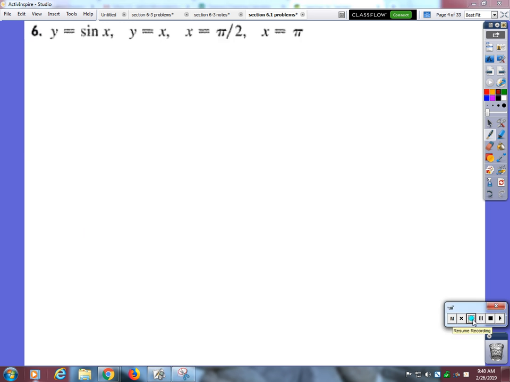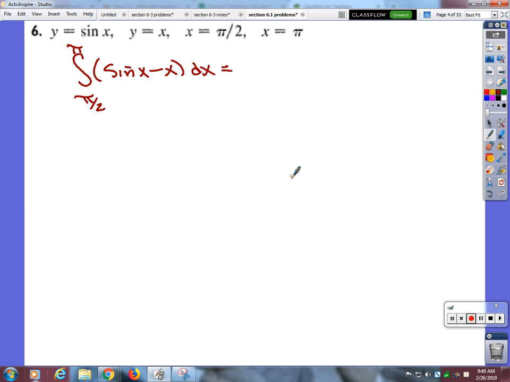Okay, you want to try and guess again? Who's above who? Sine of x is above x. So we're going to go to the integral from pi over 2 to pi of sine x minus x dx. Antiderivative of sine is? Okay. And the antiderivative of -x is? And that's going to be from pi to pi over 2.